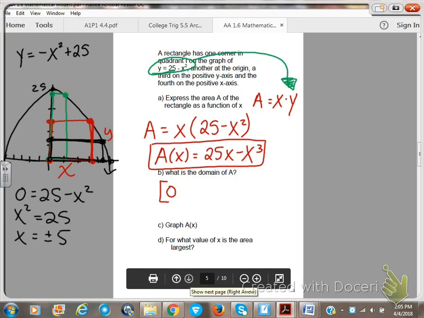Now this rectangle has to exist under the parabola, correct? So does that mean I could make it huge and ginormous and all the way out there? No. Okay, so what's the furthest out that I could go along this parabola? 5. Very good. I guess it only counts in one, because we are only in the first quadrant. And that's because they told us that up here. Just in quadrant 1.